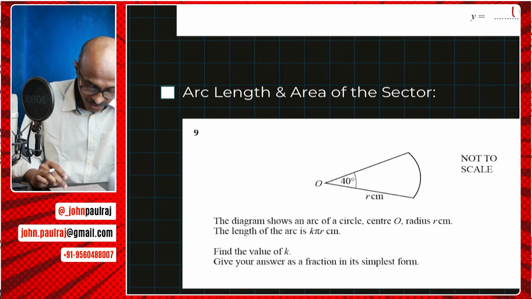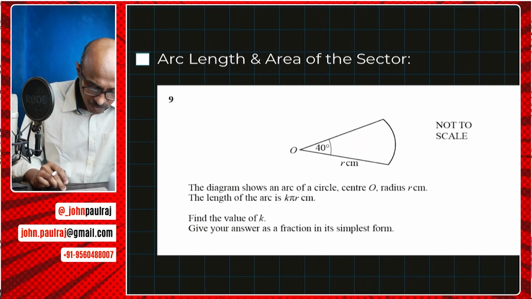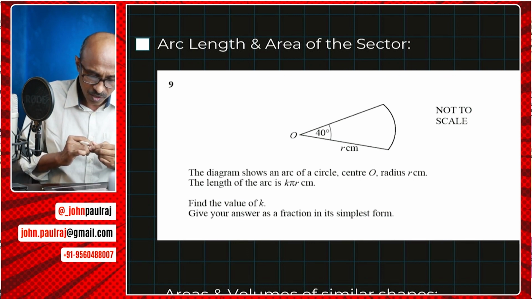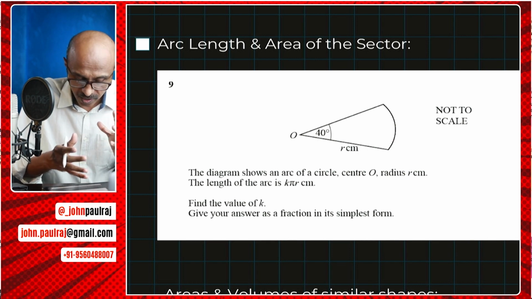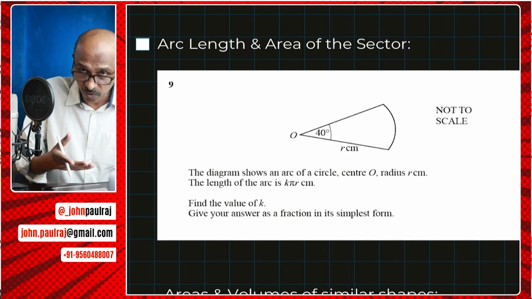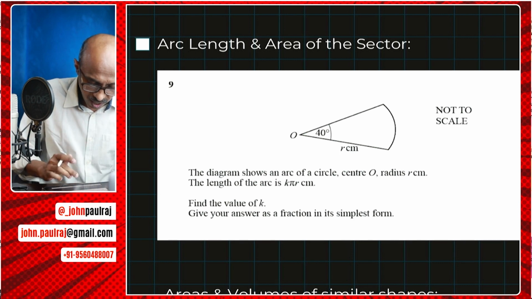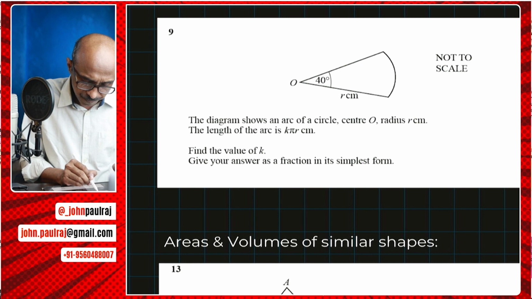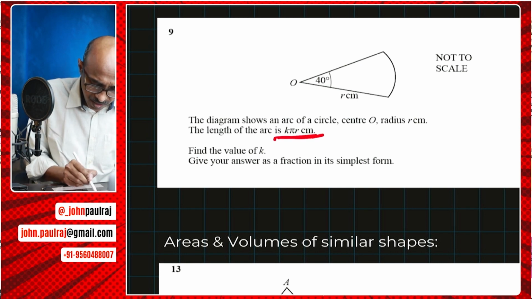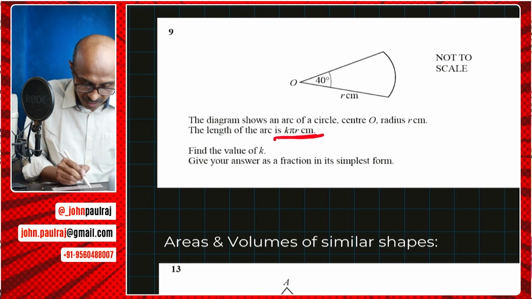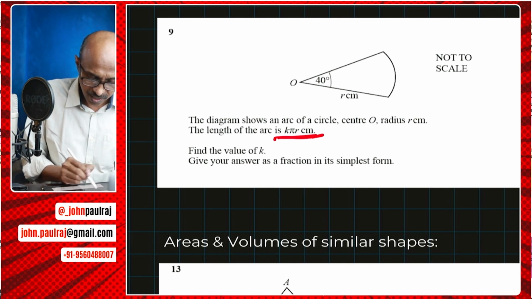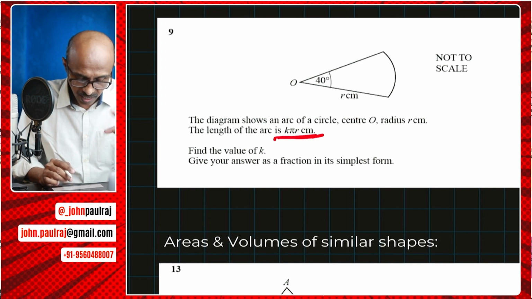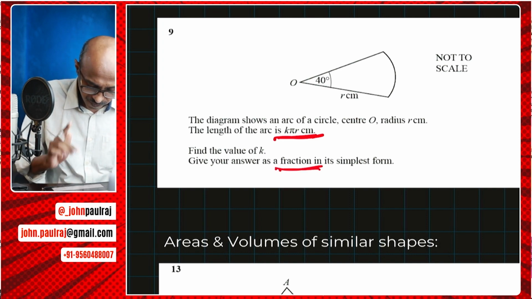Arc length and area of a sector you probably are aware of, but remember they ask you questions with answers as a multiple of pi, so you're not using your calculator, and you should leave your answers as a multiple of pi. You can't go any further anyway. So arc length is a direct formula in this particular question. I think they've given the length of the arc, k pi r centimeters. Find the value of k. The angle is given, so use theta over 360, and you can write k as a fraction in its simplest form.